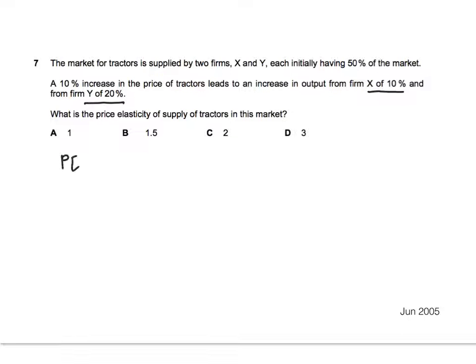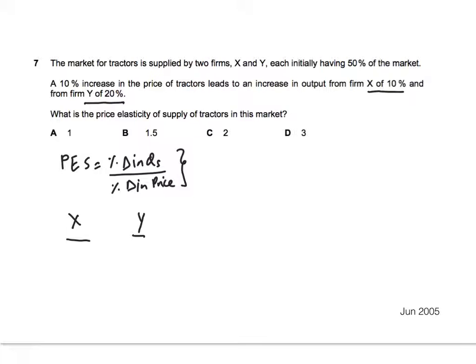So price elasticity of supply is simply percentage change in quantity supplied over percentage change in price, and we know that PES is telling us how producers will react to a change in price. The only thing that is tricky in this question is that there are two firms, firm X and firm Y, and they are dividing their market 50% each, which would mean that market share for firm X is 50%, while market share for firm Y is 50%.